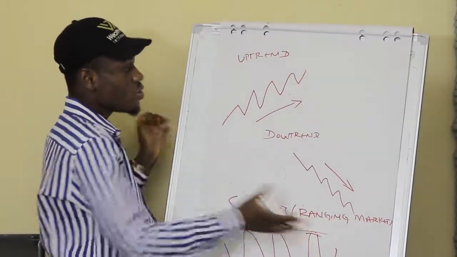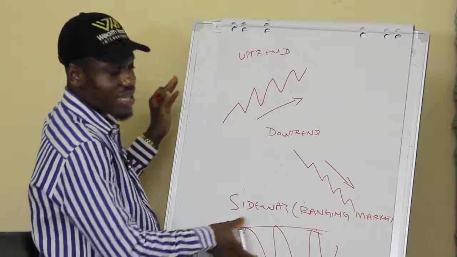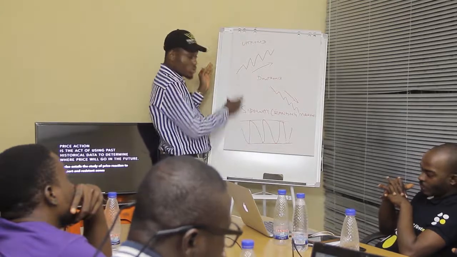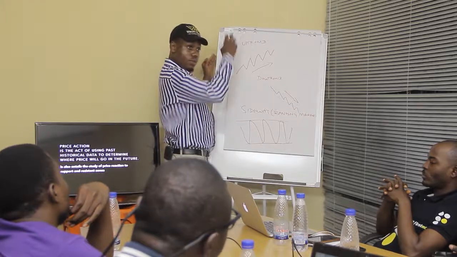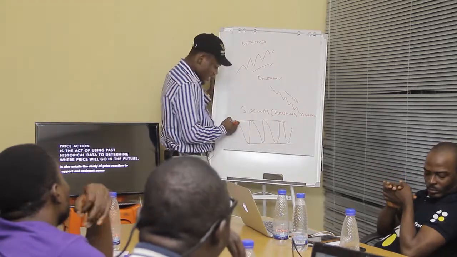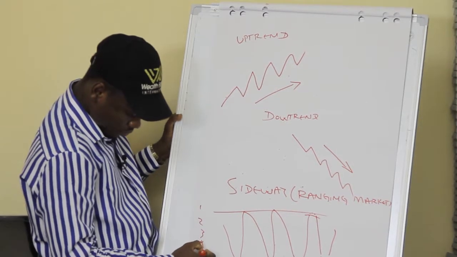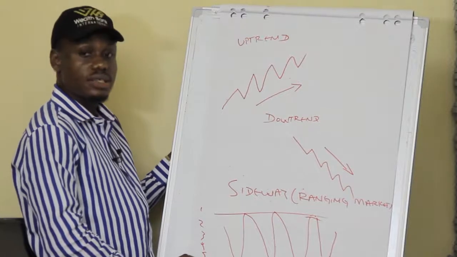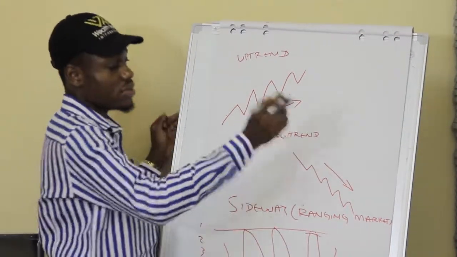So we have 3 ways the market moves: uptrend, downtrend, sideways movement. We call this ranging between 2 prices. When I say something is ranging between 2 things, it is moving in between 2 prices. Let's say this is 1, 2, 3, 4, 5, 6. The market is ranging between 1 and 6. It's moving in between 1 and 6. So we call it a ranging market.